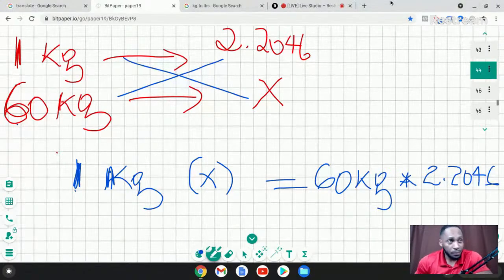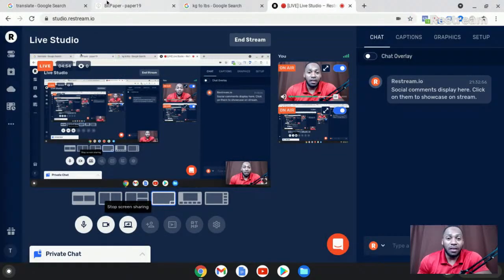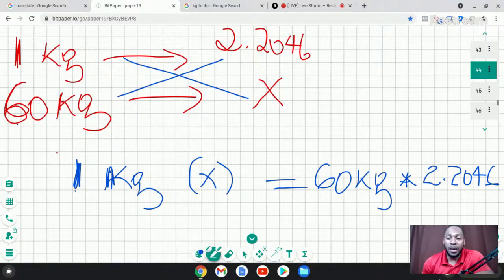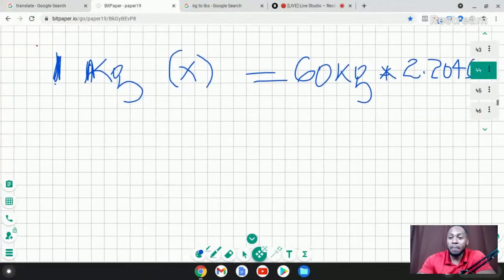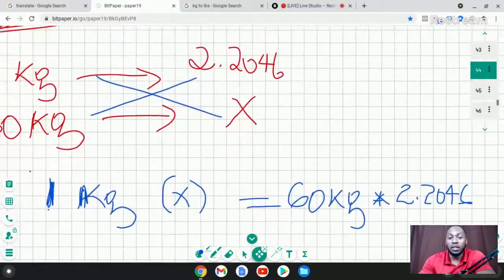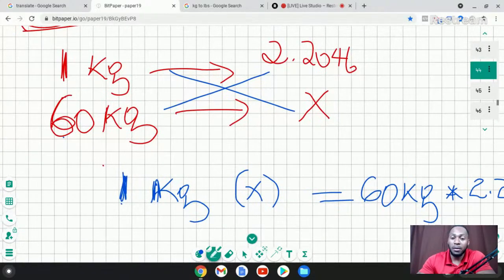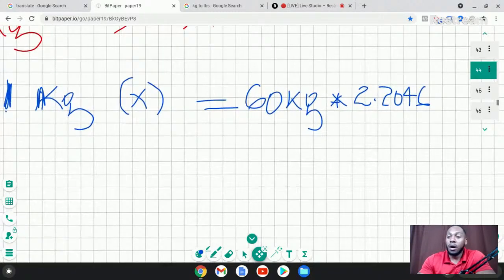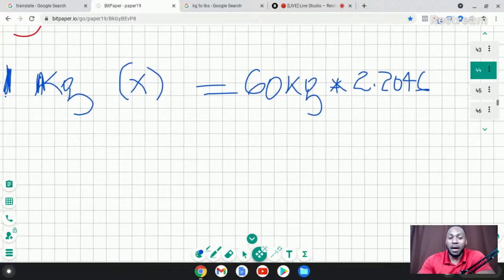2.2046. Now, what else do I have left to do? The only thing I have left to do here is, okay, I know the relationship between those. I'm solving for x. And how do you solve for x? You divide both sides of this equation by 2.2046 pounds. So all I have to do now is divide both sides by 1 kilogram.